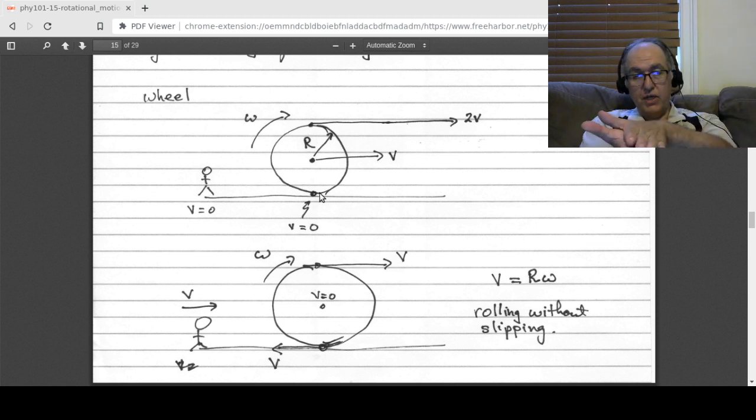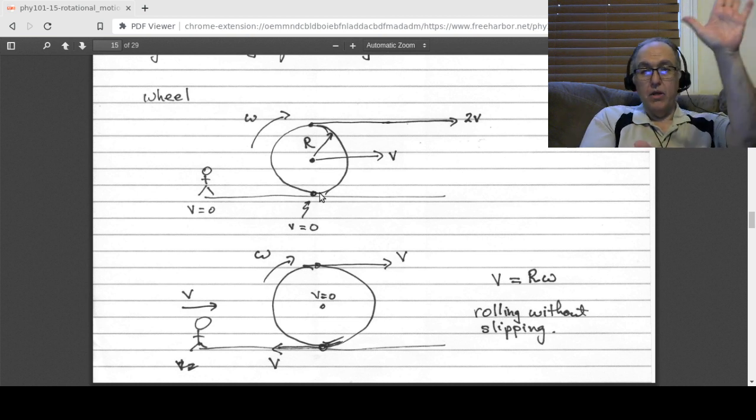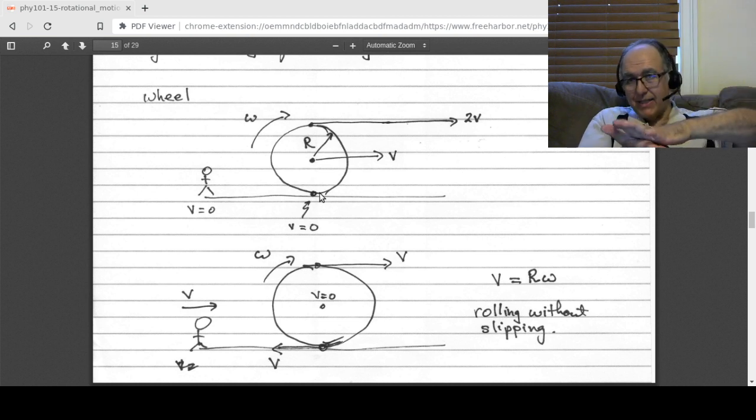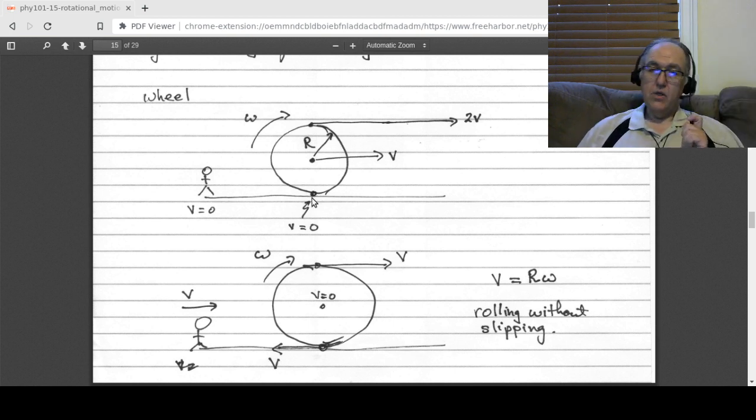The tires of your car, where they're touching the ground, can't be moving across the ground, because if they were moving across the ground, they'd be skidding. They'd leave skid marks. So when the wheel, I know it's moving, but at that instant when it touches the ground, it has a zero velocity. So the bottom of the wheel, the point of the wheel that touches the ground, has zero velocity.